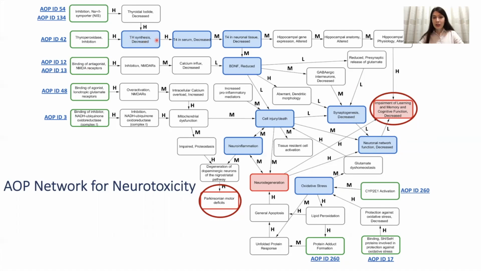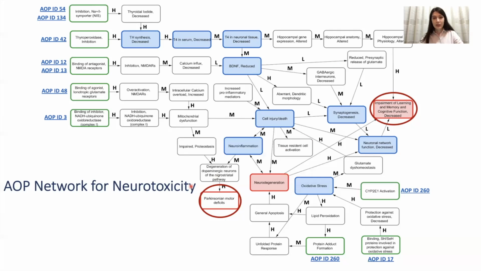The squares colored in blue and filled with blue were the key events identified as common key events across the network that linked multiple linear AOPs. For example, the reduction of brain-derived neurotrophic factor, the decrease in synaptogenesis, or the decrease in neural network formation. Now, based on this work, we developed 2 more methodologies.